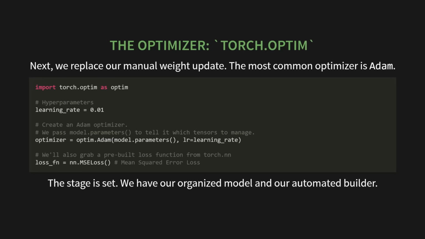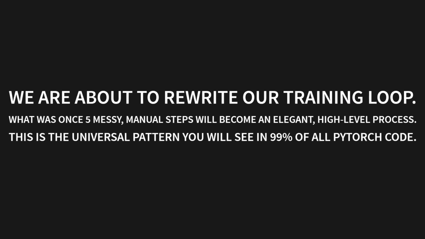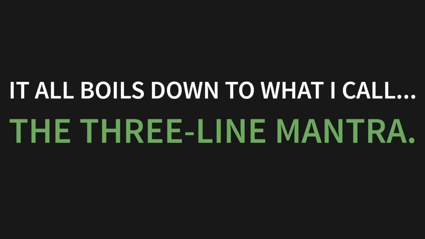The stage is set. We have our organized model and our automated builder. We are about to rewrite our training loop. What was once 5 messy manual steps will become an elegant, high-level process. This is the universal pattern you will see in 99% of all PyTorch code. It all boils down to what I call the 3-line mantra.